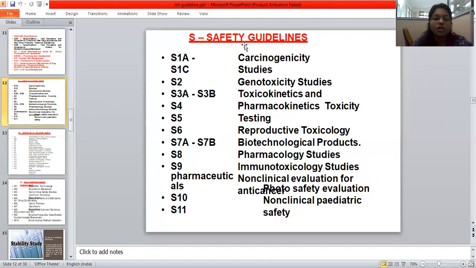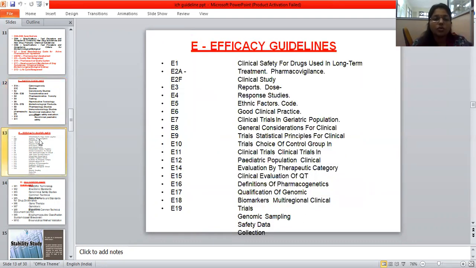So we are having only the brief overview. We are not going into detail regarding how to calculate the carcinogenicity, genotoxicity, pharmacokinetic, and pharmacological study for the safety level. We are not going into detail, we just have the brief overview. So you must know what guidelines are covered in these different areas.